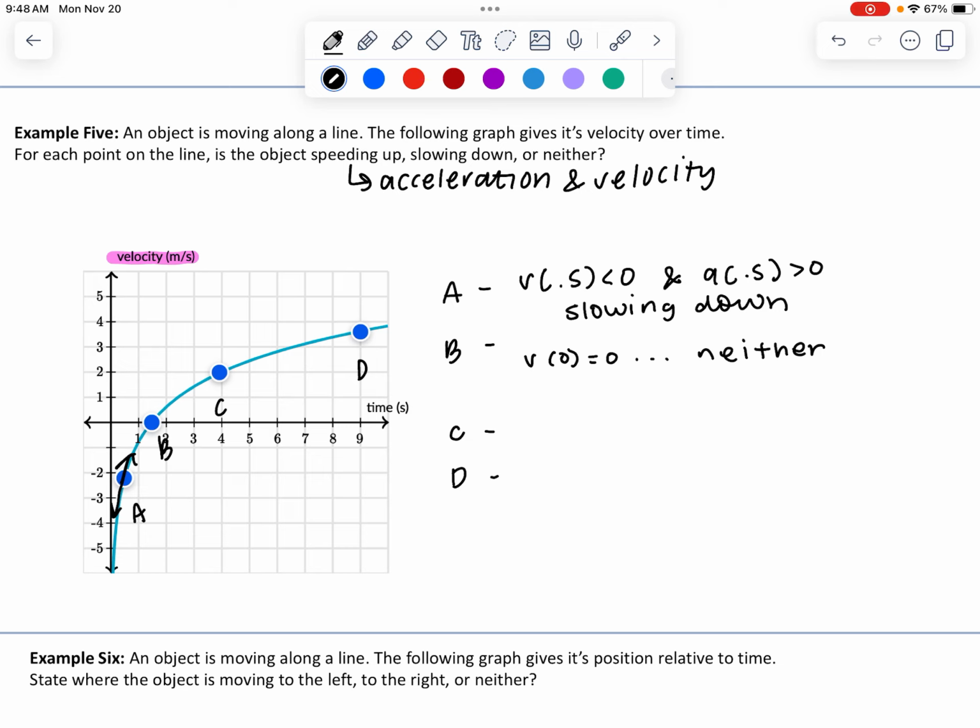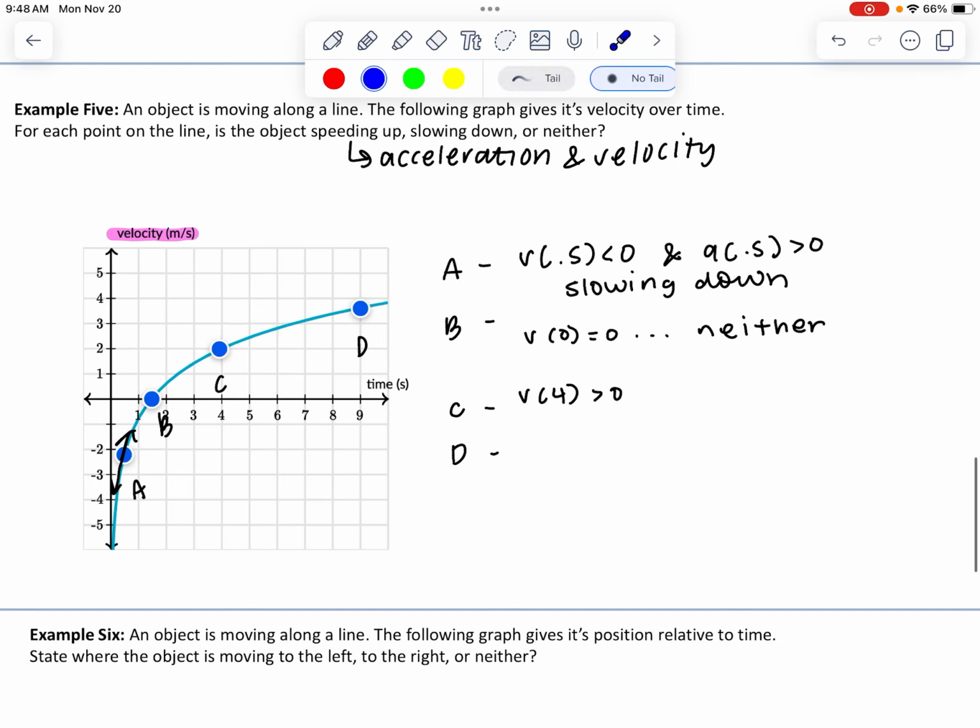At this point right here at C, V of 4 is greater than 0 because it's above the x-axis, so it's 2 right there. So I know that that's greater than 0, and then I need to take into consideration the acceleration. So I'm going to draw a tangent line. The slope of that tangent line is positive, so acceleration at 4 is greater than 0, and so this one is speeding up because they have the same sign.